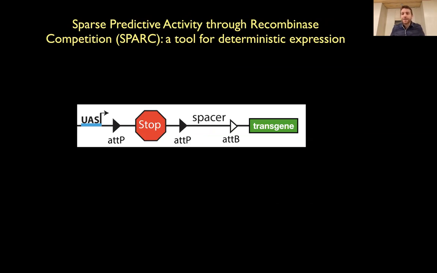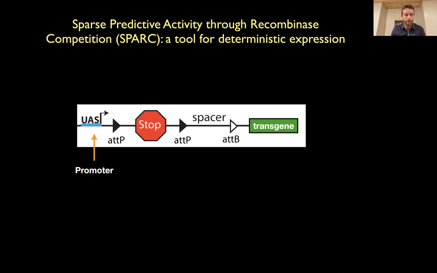Okay, so I made this toolkit, and it's a set of transgenes in fruit flies. And here is a schematic of what it looks like. We're calling it SPARC, for Sparse Predictive Activity through Recombinase Competition. And I know that folks in the audience have different levels of familiarity with genetic tools, so let me walk you through this construct and how it works.